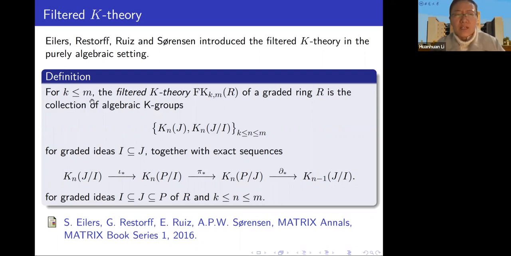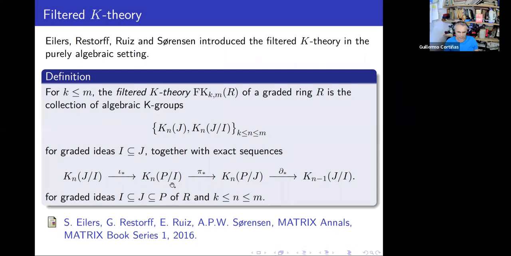Suppose K is less than M. The filtered K-theory of a graded ring R is the collection of all these algebraic K-groups for graded ideals I and J of R, such that I is contained in J. Here we have the K-groups for J over I. We also need to consider the exact sequence for three graded ideals I, J, K, such that I is contained in J and J is contained in K.